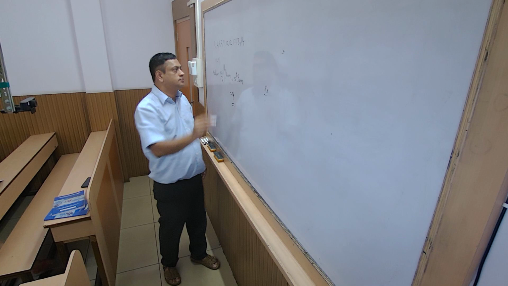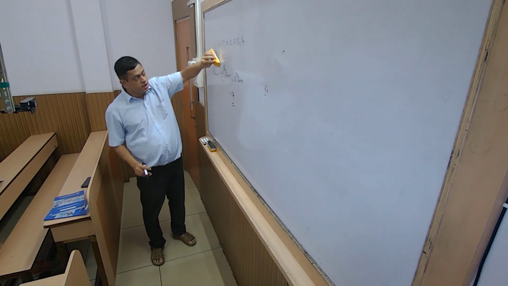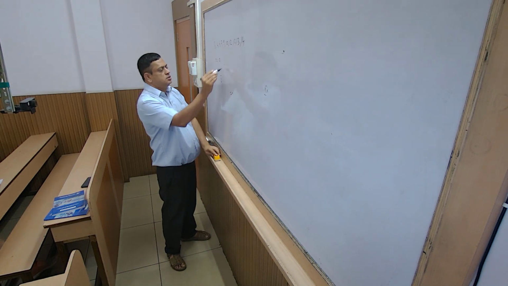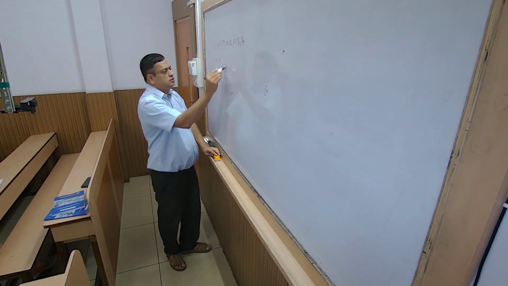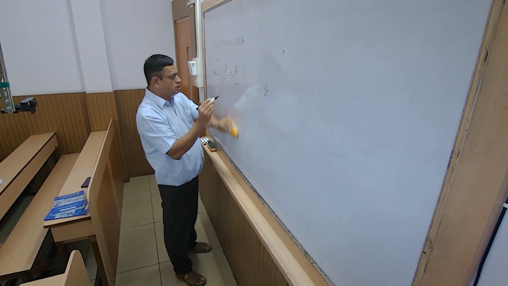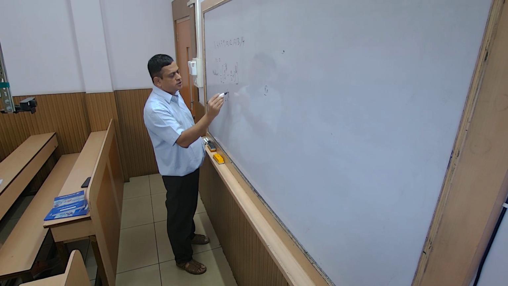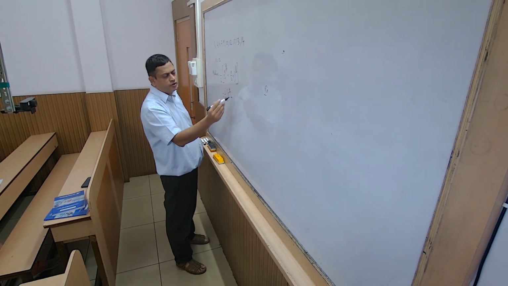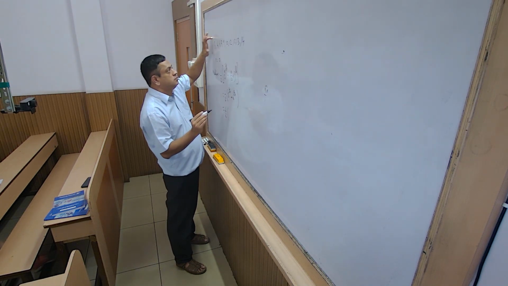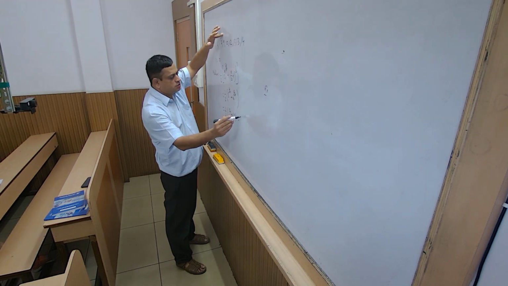Suppose this one was there. Then n is equal to how much? 10. Therefore, what is the median? Half times the (n by 2)th term plus the (n by 2 plus 1)th term. N by 2 means 10 by 2, which is the 5th term. Plus 5 plus 1, the 6th term. Find out what the 5th and 6th terms are. 1, 2, 3, 4, 5: 9, plus 10.